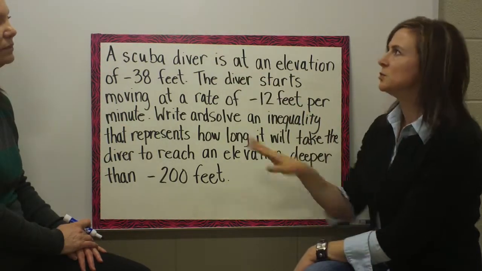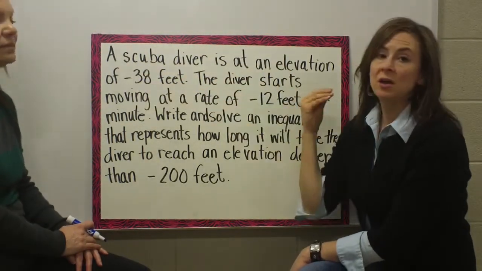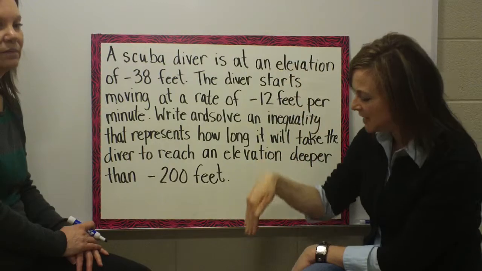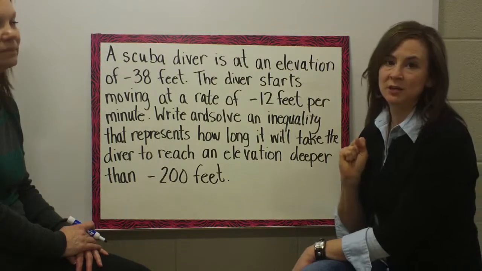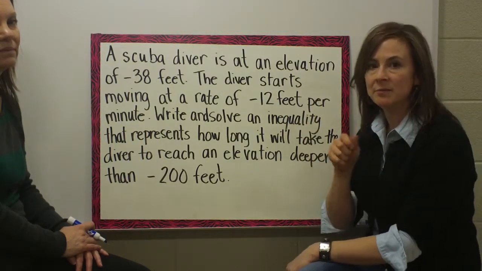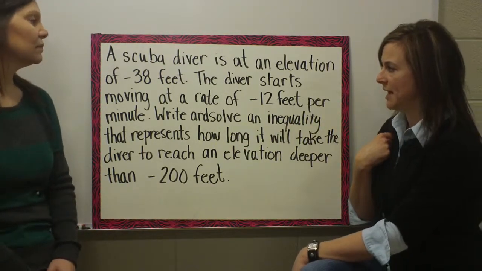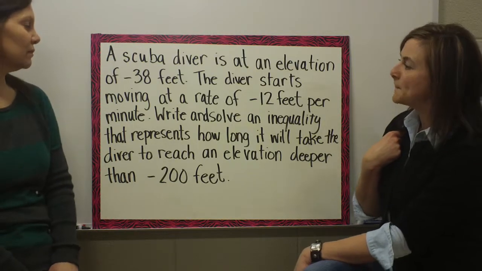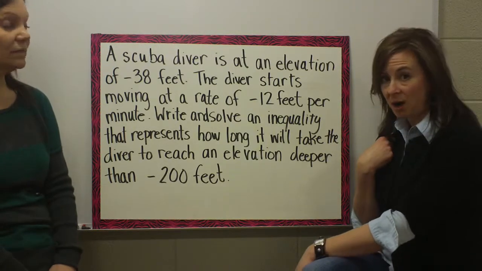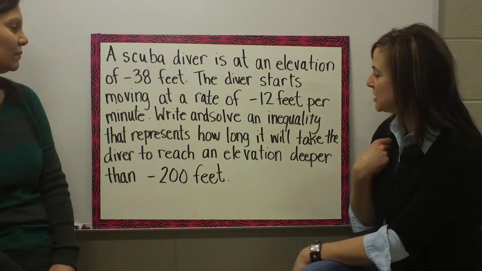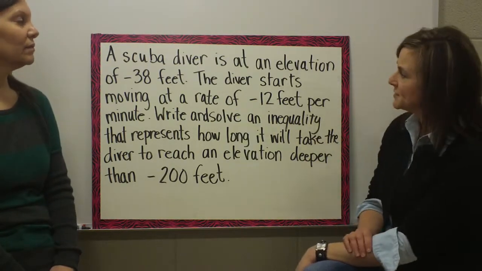Well, it wouldn't make sense for a scuba diver to be going up in the air, climbing a mountain, so we're indicating negative 38 feet, meaning that scuba diver is beneath the level of the sea. Again, make sure that you copy this problem down completely so that when we mark it up, you can mark yours up. I'll continue reading. The diver starts moving at a rate of negative 12 feet per minute. Write and solve an inequality that represents how long it will take the diver to reach an elevation deeper than 200 feet. Let's mark our problem up first.